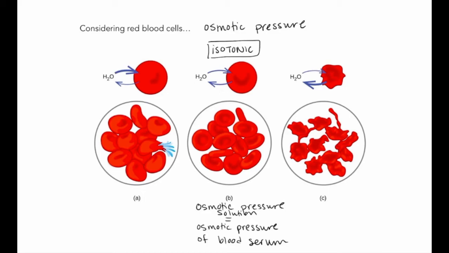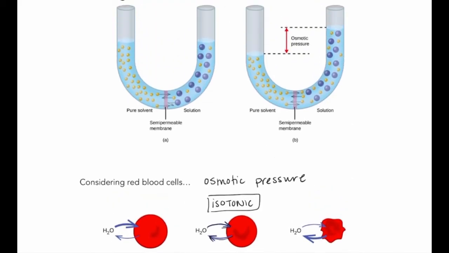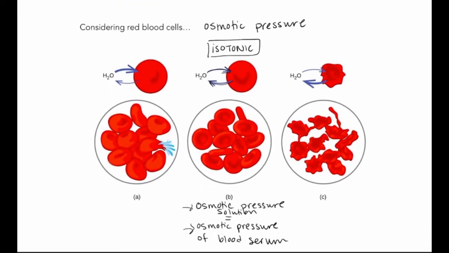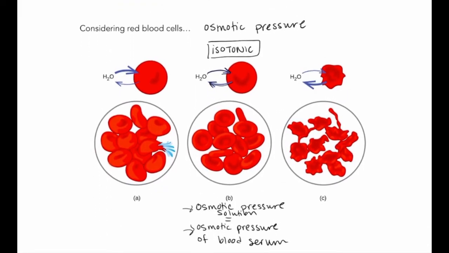If the osmotic pressures are equal, then the flow of water into the cell is going to be equal to the flow of water out. The rates will be the same so that we don't get extra water coming out of the cell or extra water going into the cell. And that's when we get some problems, is when the osmotic pressures are not equal. Osmotic pressure being the pressure exerted by the liquid.